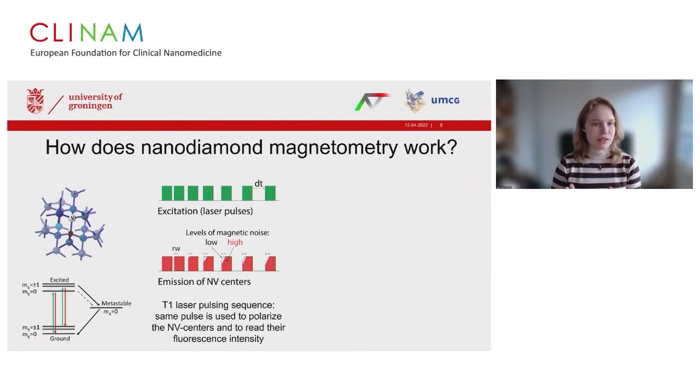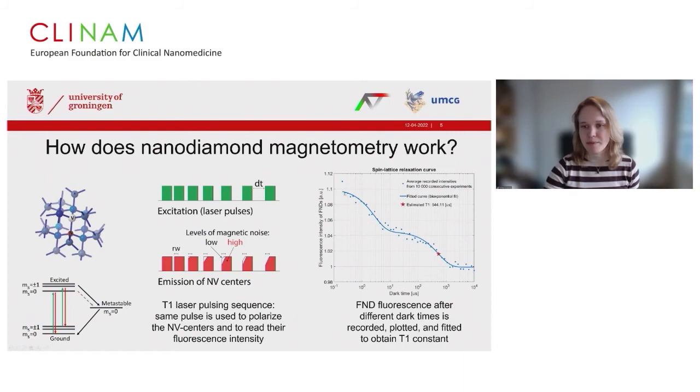If we repeat these processes with different dark times and then plot the fluorescence against those dark times, we can get a plot like this. You see that the longer we give the system to relax, the lower the fluorescence becomes. And this curve is characteristic of the nanodiamond, but also of its immediate environment. It can be shifted to the left, giving us a shorter T1, the constant that describes the rate of this relaxation, or it can be shifted to the right, meaning that the T1 becomes longer and the decay happens slower.